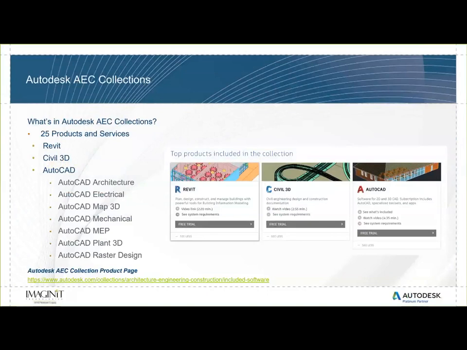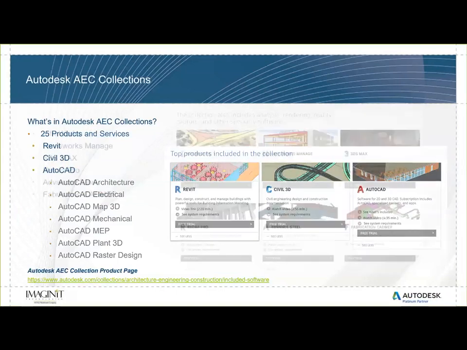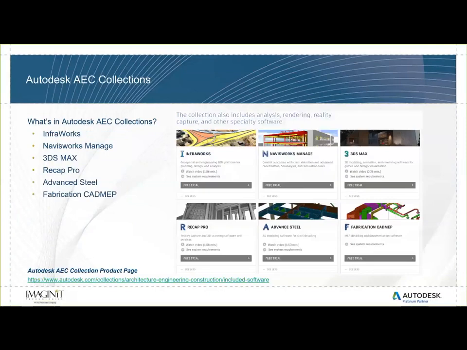And AutoCAD has so many different flavors to it, and part of the collections is you get all those flavors. So anywhere from our AutoCAD Architecture all the way down to Raster Design, Plant 3D, MEP, Mechanical, and all of those. Additional to that, you're going to get InfraWorks, Navisworks Manage, 3D Studio Max, Recap Pro, Advanced Steel, Fabrication.